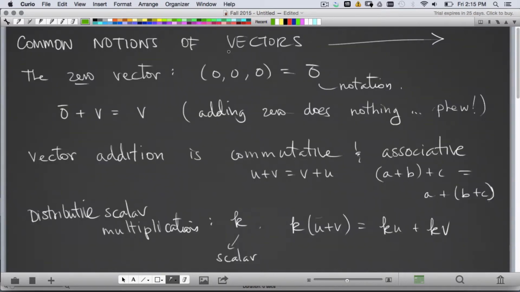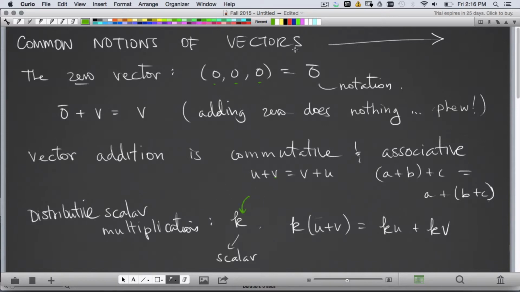Common notions of vectors. Now the 0 vector is the vector whose components are all 0. Adding the 0 vector to any vector does nothing. It returns the vector that you began with. Vector addition is commutative no matter what vectors you have. So u plus v is always equal to v plus u, and it's always associative. You can add 2 vectors and then add a third, or you can add the second and third and then add the first.